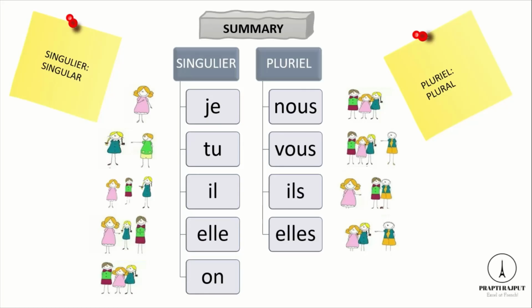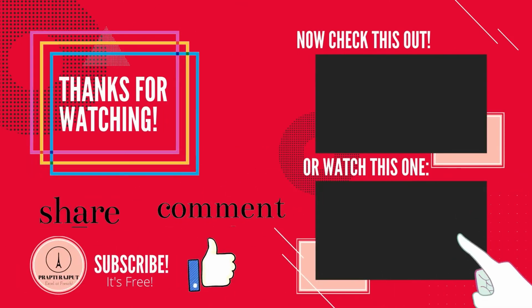Well, that was all for today's video. Now let's just summarize what we have learned till now. Je, tu, il, elle, on are singular subject pronouns in French, whereas nous, vous, ils, elles are the plural subject pronouns in French.